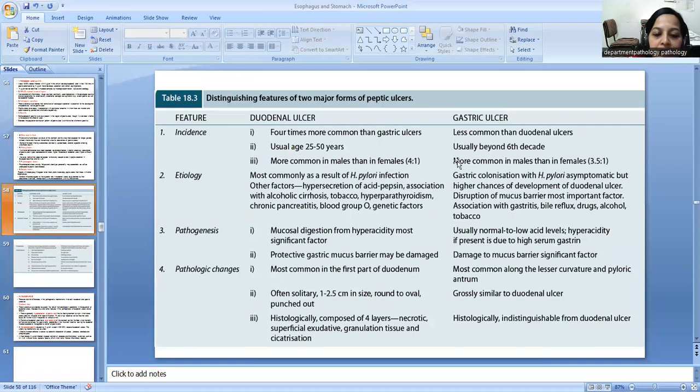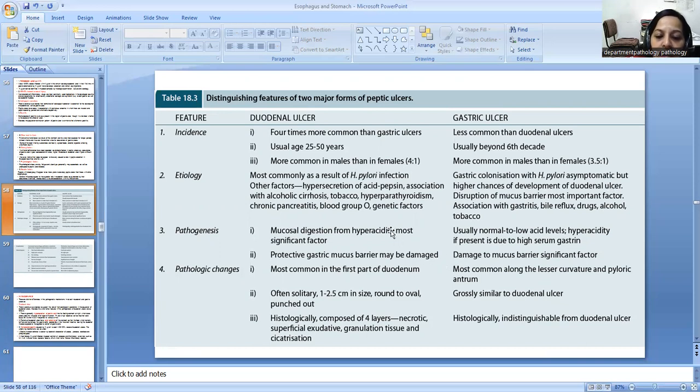So here we can see the comparison between the duodenal ulcer and the gastric ulcer. If we see, the incidence of duodenal ulcer is 4 times more than the gastric ulcer. The usual age of presentation is 25 to 50 years, while here the age of presentation is beyond 6 decades. Although both of them are more common in males, here the ratio is 4:1 and here the ratio is 3.5:1.